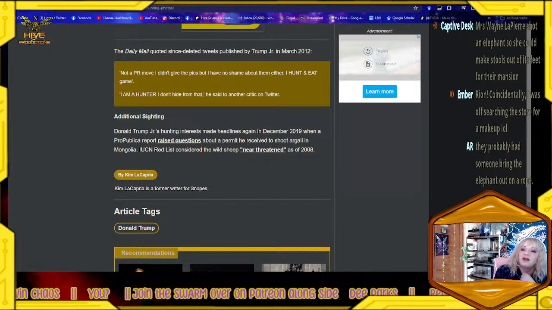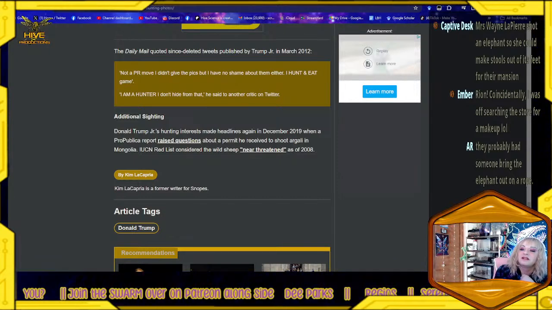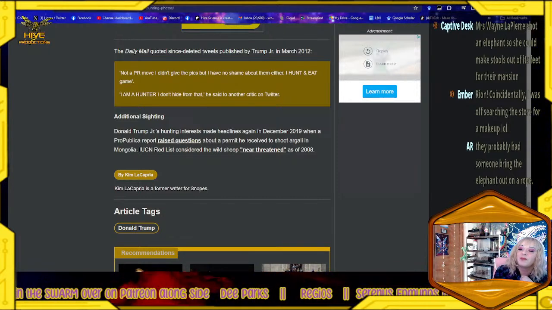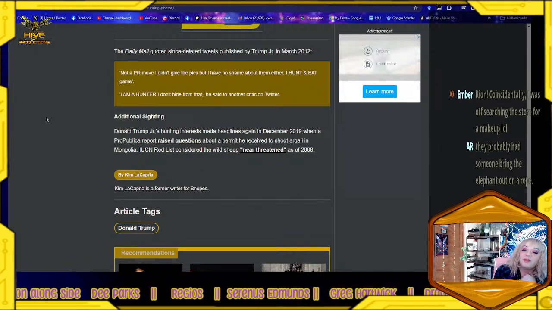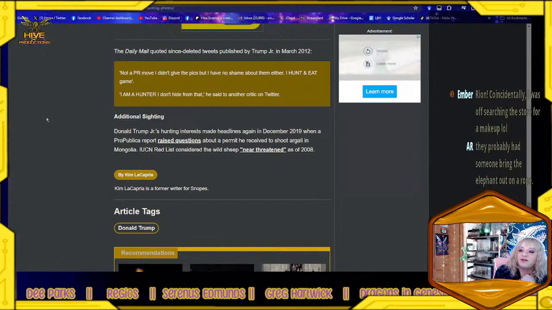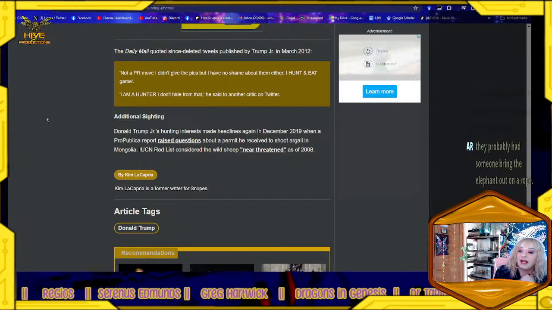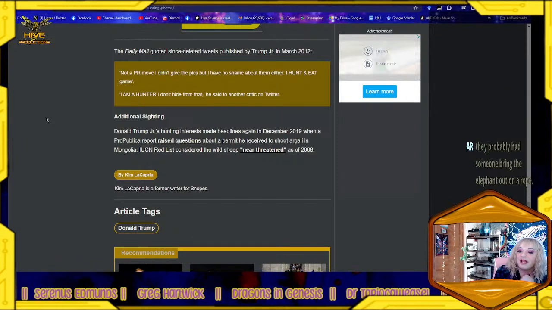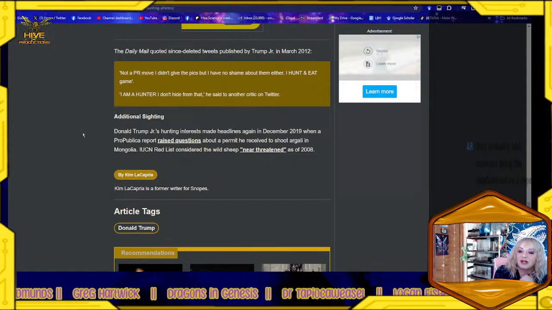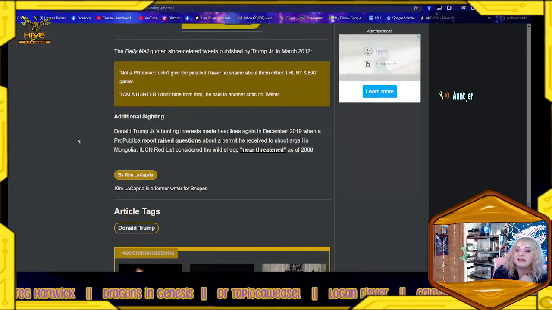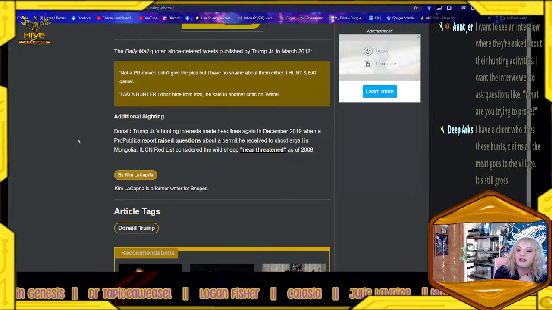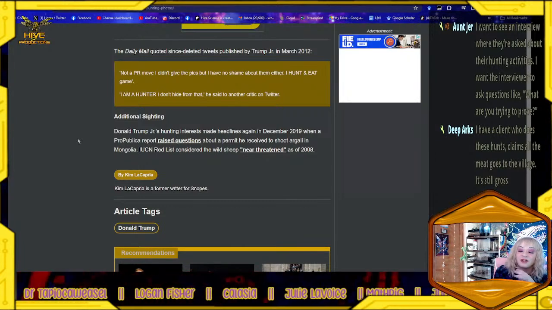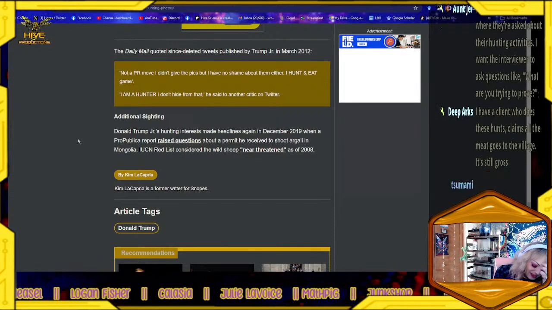The Daily Mail quoted a since-deleted tweet published by Donald Trump Jr. in March 2012. "Not a PR move. I didn't give the pics, but I have no shame about them either. I hunt and eat game. I am a hunter. I do not hide from that." He said in another reply to a critic on Twitter, "I'm just this guy."